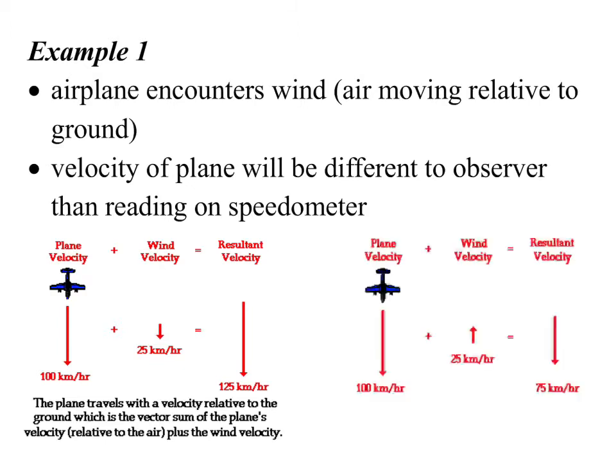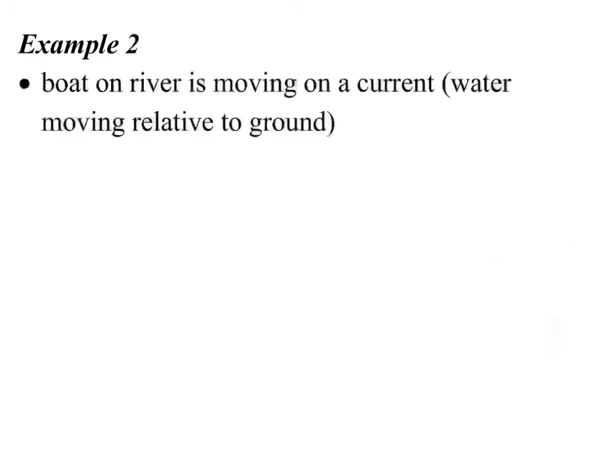But this can happen in the opposite direction, where if the plane's going 100 kilometers per hour south, but there's a north wind of 25 kilometers per hour, then that's going to cancel out and it's actually going to be going 75 kilometers per hour. So that's another example of relative velocity.